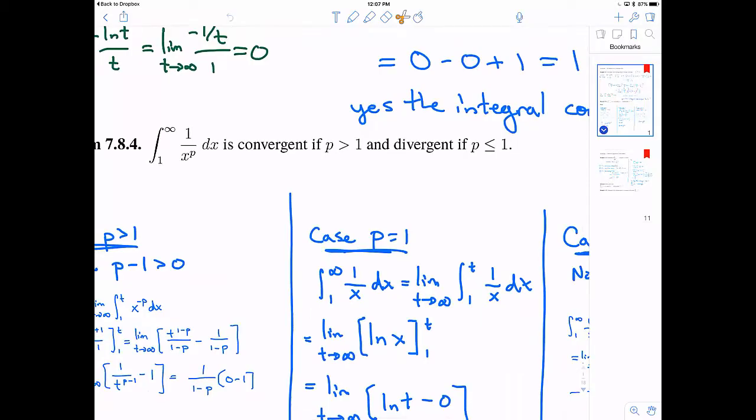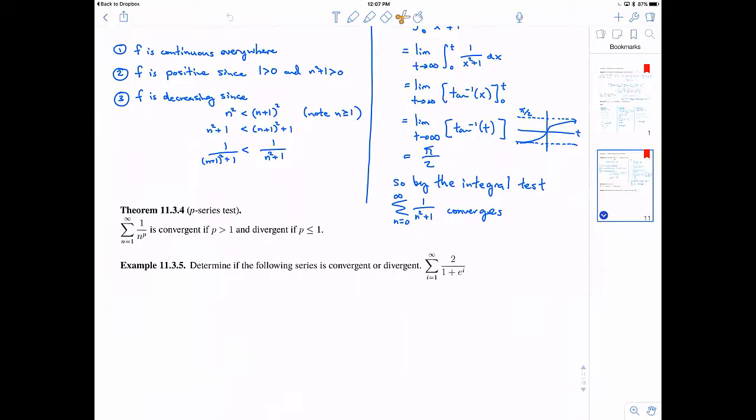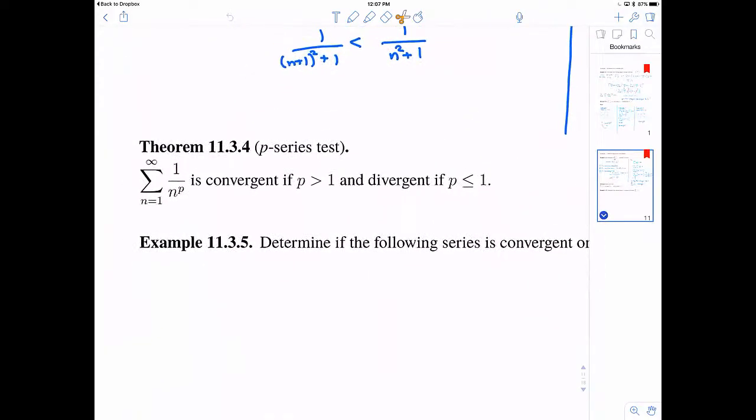Now I want you to take a look at how close this is to the theorem that we're about to look at, this p-series test. The p-series test says that the series from 1 to infinity of 1 over n to the p is convergent if p is greater than 1 and divergent otherwise. So we have to think, maybe these things are related, and certainly they are.